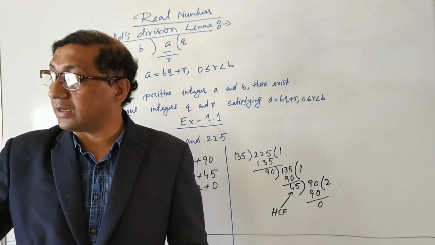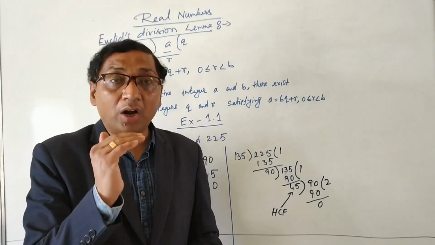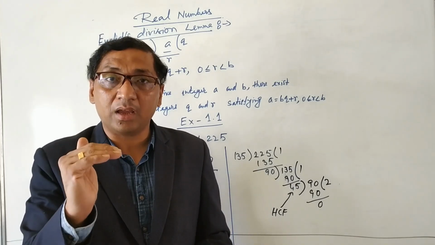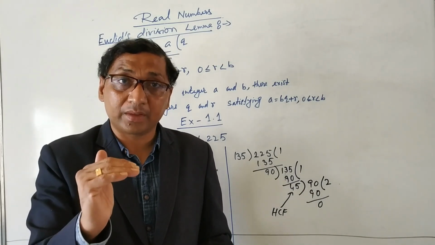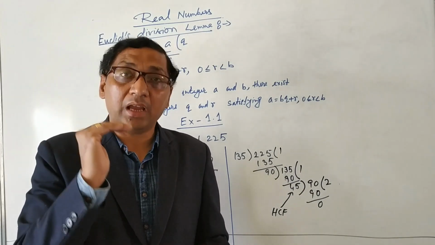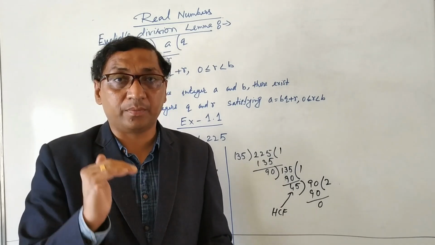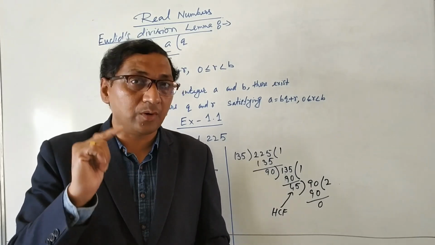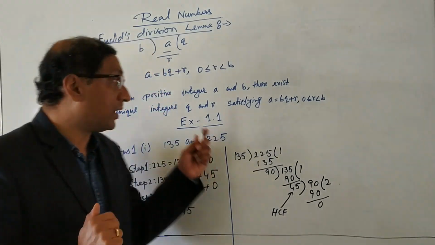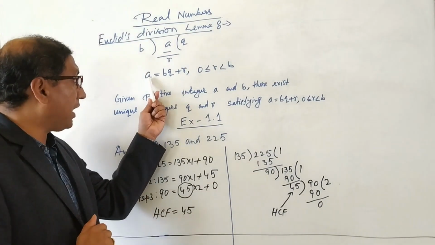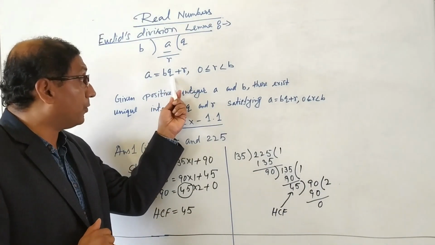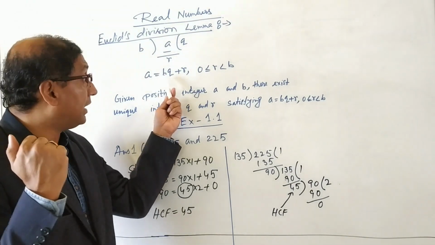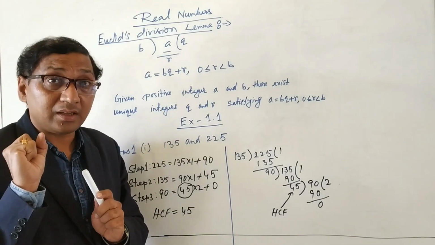Just read that question. Show that any odd positive integer is of the form 6q plus 1 or 6q plus 3 or 6q plus 5. Once again, show that any positive odd integer is of the form 6q plus 1, 6q plus 3 or 6q plus 5. Now tell me, just observe the utilization level. a equals bq plus r. If you consider b as 6, then you get the form 6q plus r, right?